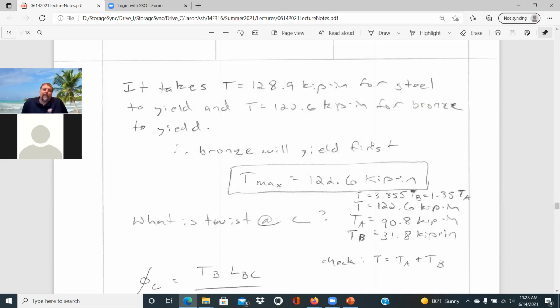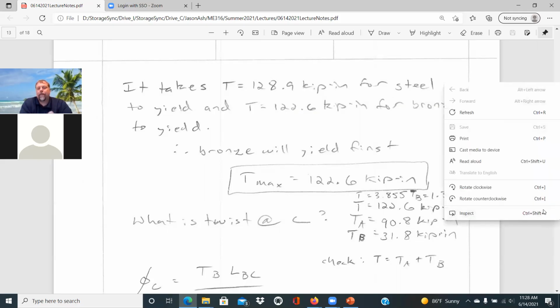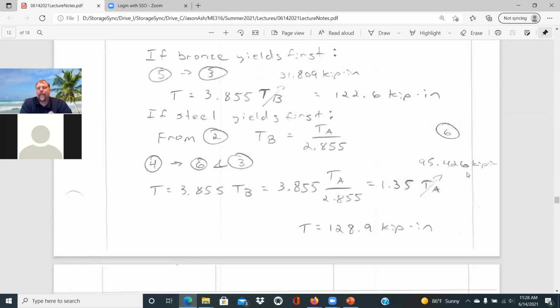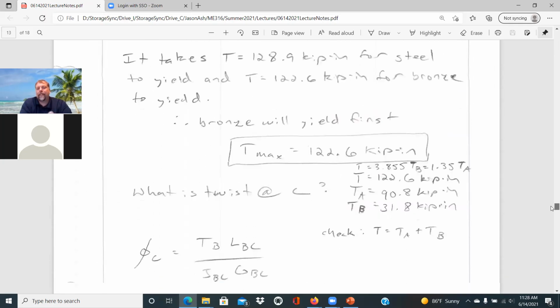Then based on that, we can substitute that back in to find that TA is equal to 90.8 kip inch and TB is equal to 31.8 kip inch. And so the torque in the steel, 90.8, is just slightly lower than the maximum that it can also withstand.